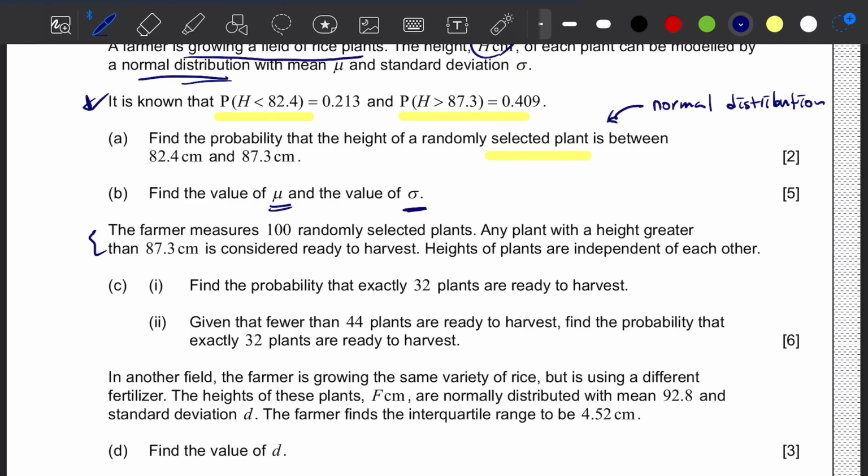Okay, then let's try the last question, the question D. So we have another set of information here. In another field, the farmer is growing the same variety of the rice, but is using a different fertilizer. The heights of these plants, F centimeter, are normally distributed with the mean 92.8 and the standard deviation D. We need to find the value of D, the standard deviation value. And the farmer finds the interquartile range to be 4.52 centimeter. So let's do this question in a new page.